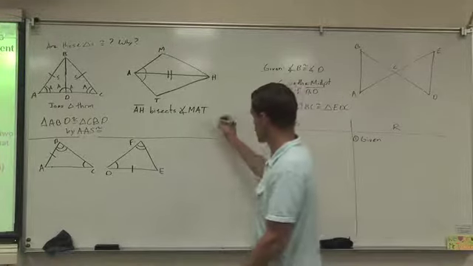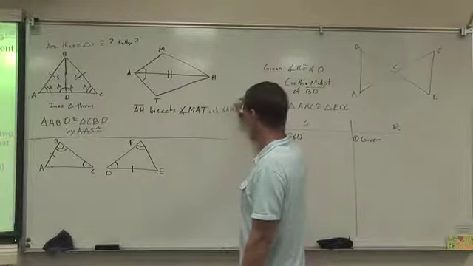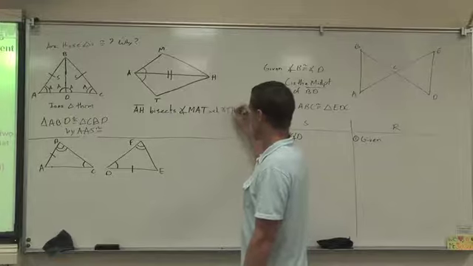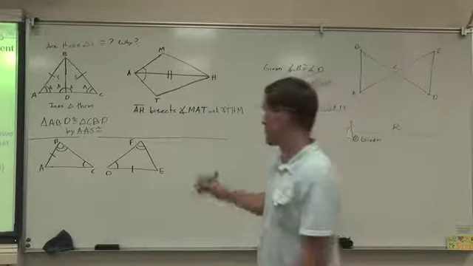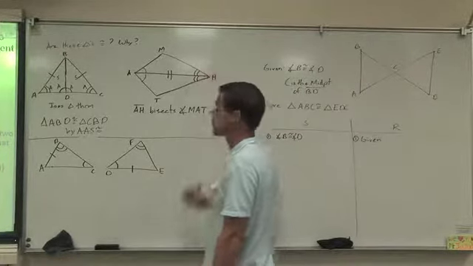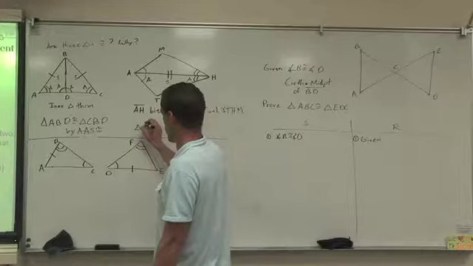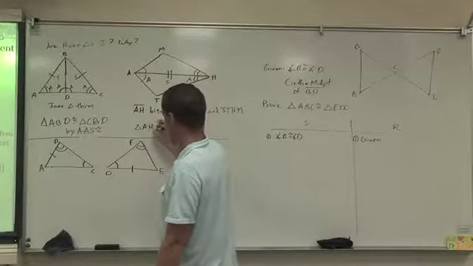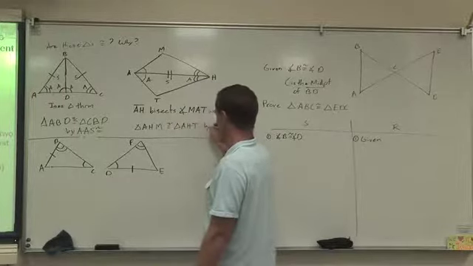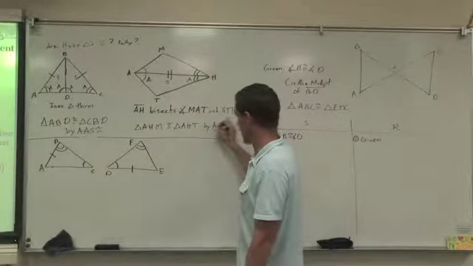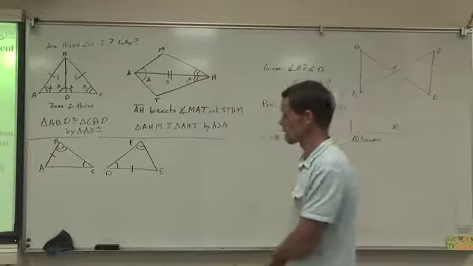So I'm going to add an angle, THM. So AH bisects MAT and THM. Now we have angle, side, angle. So triangle AHM is congruent to triangle AHT by angle, side, angle. Alright, so there's our second example of how we decide if triangles are congruent.